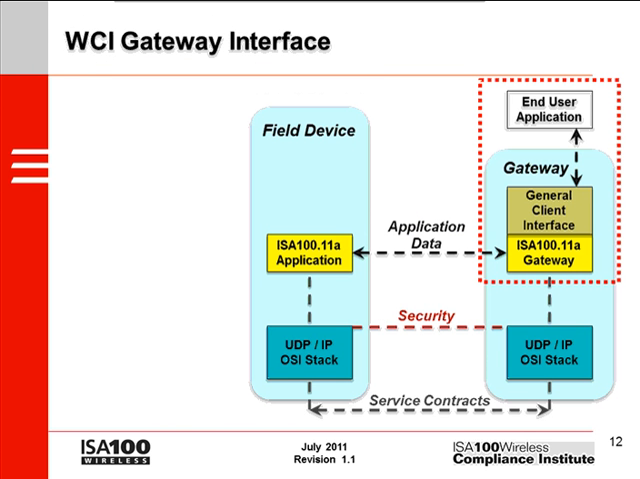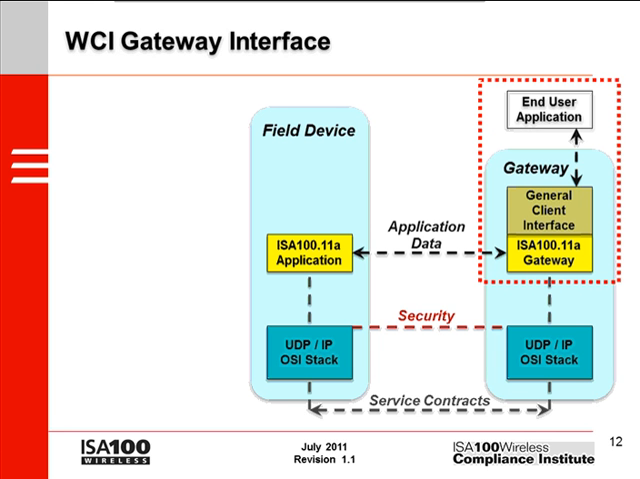In this diagram, we have the gateway function in the upper right. We already discussed this before. There are a lot of different gateway standards, such as OPC, Modbus, and FTT. As a starting point, WCI has standardized a basic level of gateways that can be used alone or can be used as a building block for other types of gateways. So here we show a general client interface providing a translation between an ISA100.11a gateway and an end-user application. The general client interface is the WCI specification.